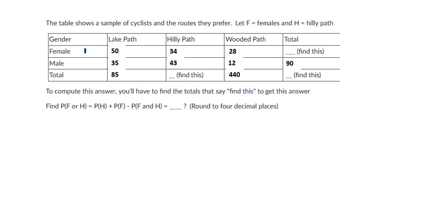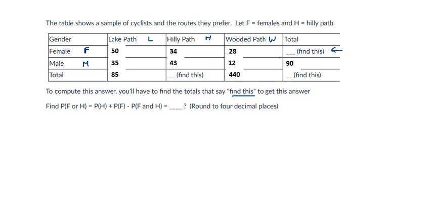Of course, we're going to use F to stand for female bikers, M would stand for male bikers, and we'll let L stand for our lake path bikers, H for our hilly path bikers, and W for our wooded path bikers. To compute this answer, it says first we're going to have to find this to get the answer. What we mean is we find a total.